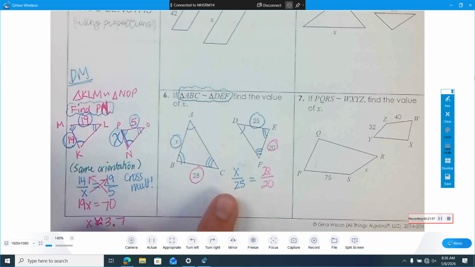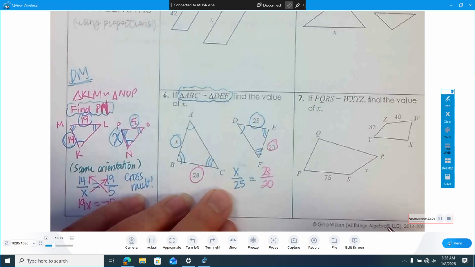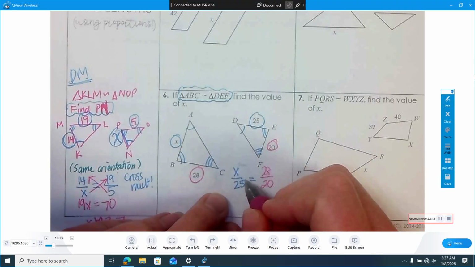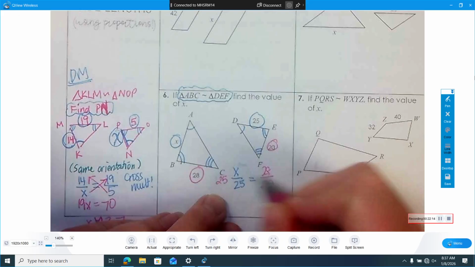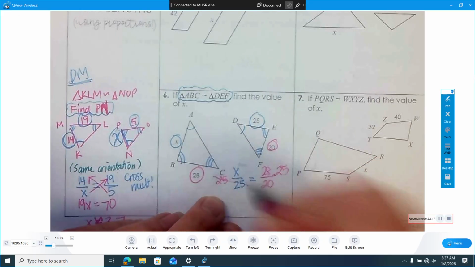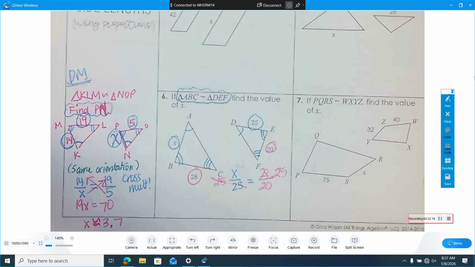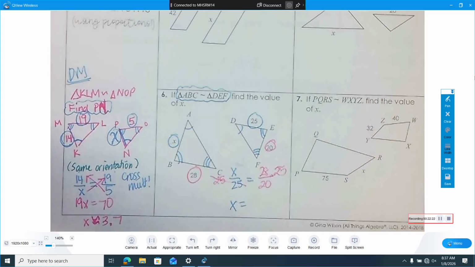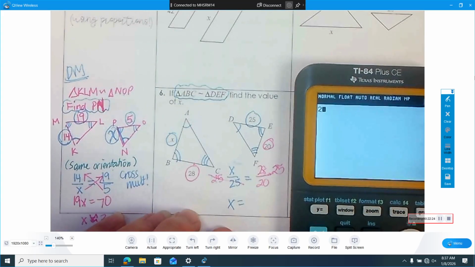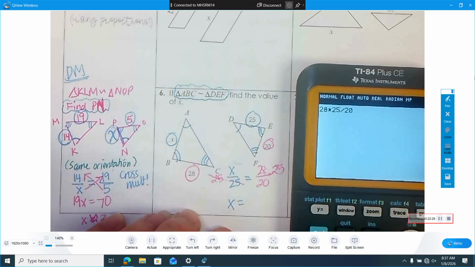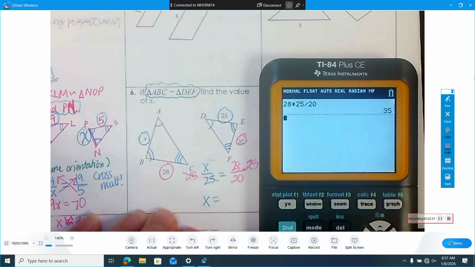How do you get X by itself here? Cross multiply, and then you divide by 7. I could. Do I have to cross multiply on this problem? Our job is just to get X by itself, right? Which turns out to be easy here. Can I just multiply by the 25? So if I times by 25, that just goes away. All right, so then we get X by itself. Over here I have 28 times 25, and then divided by 20. Could do it all in one line if you wanted to. 35.